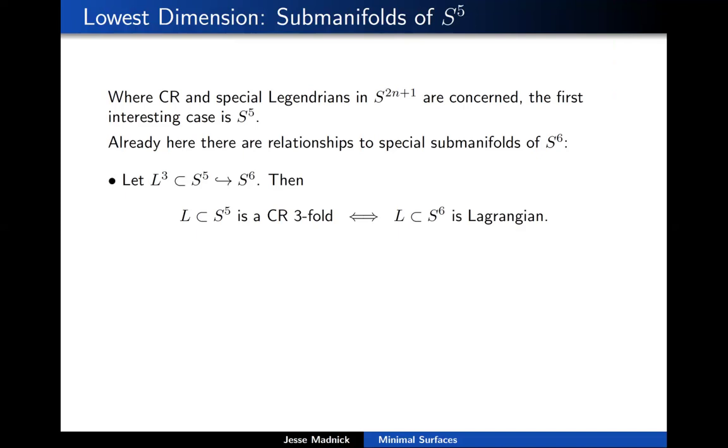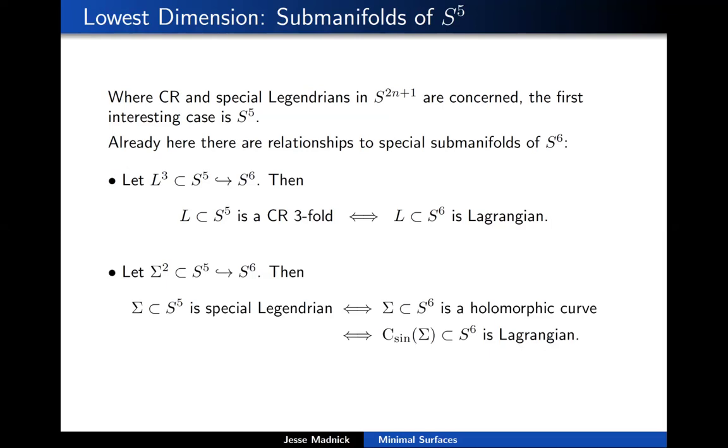If L is a 3-dimensional submanifold in S5, and I'm thinking of S5 as the equator in S6, then it turns out that L is CR if and only if it's Lagrangian. So CR threefolds in the 5-sphere give, I hesitate to say trivial, but simple examples of Lagrangians in S6.